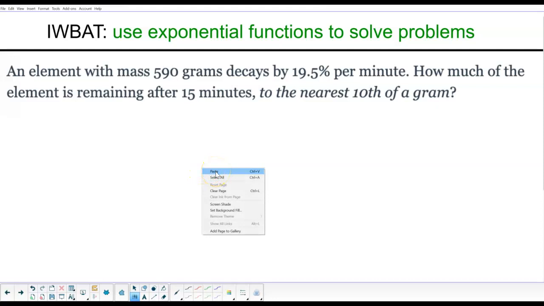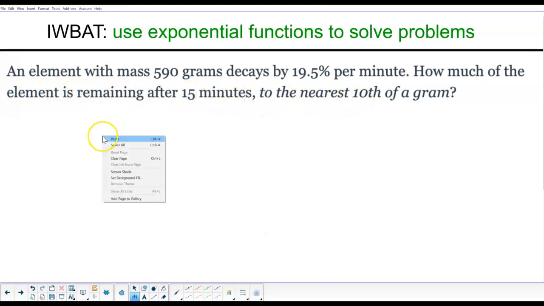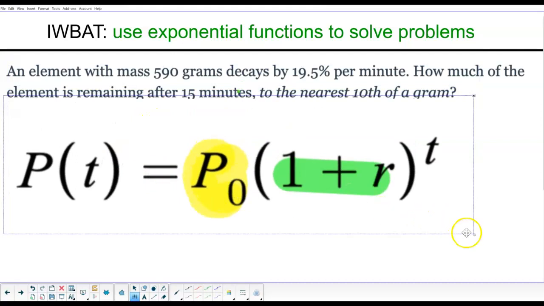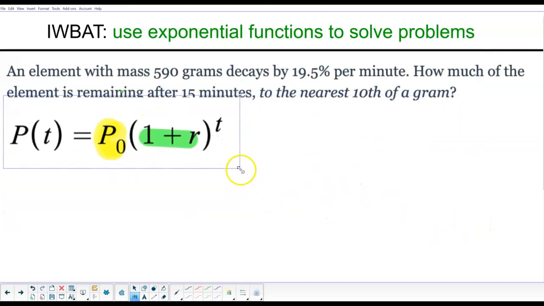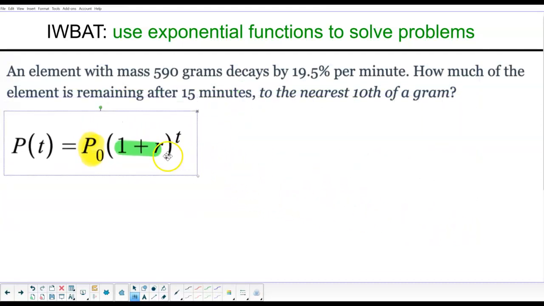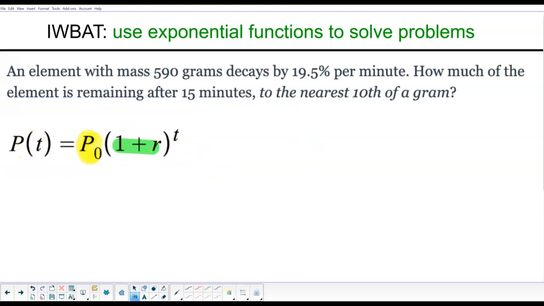Otherwise, if I have a problem like this, an element with a mass of 590 grams decays by 19.5% per minute. How much of the element is remaining after 15 minutes, round to the nearest tenth of a gram? So this formula we're going to take and use what we have known before. We can call it P of T if you'd like.